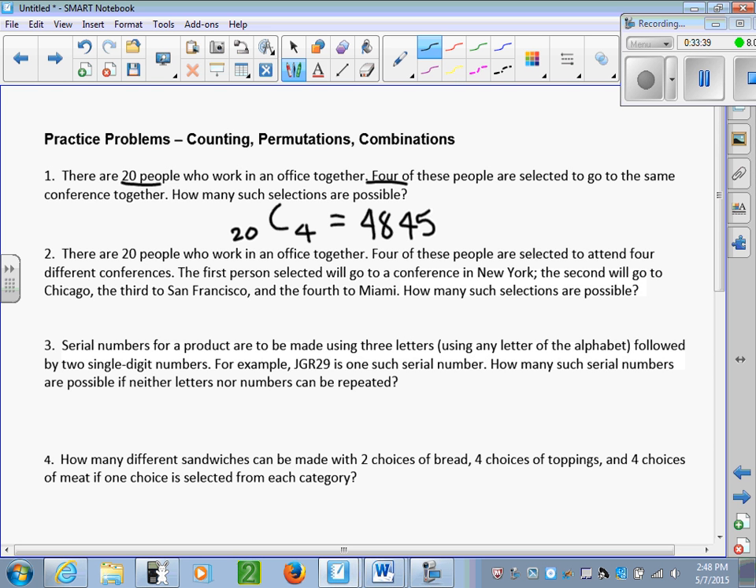All right, the next one. There are 20 people who work in an office together. 4 of these people are selected to attend different conferences. The first person will go to New York, the second will go to Chicago, the third will go to San Francisco, and the fourth goes to Miami. This one, order does matter, because if I'm selected first, I'm going to New York, versus if I'm selected fourth, then I'm going to go to Miami. Order matters. It matters what order I'm chosen in.